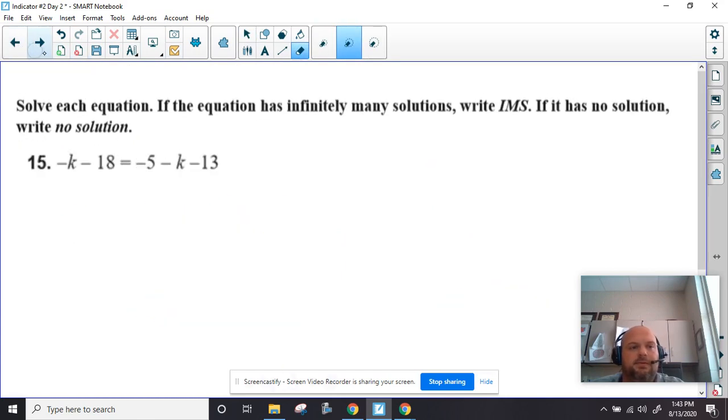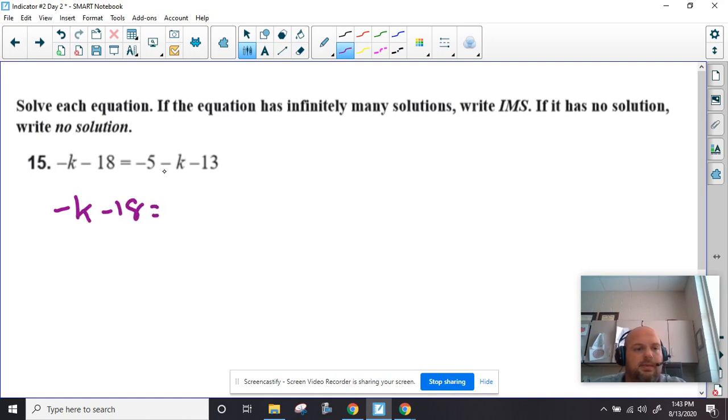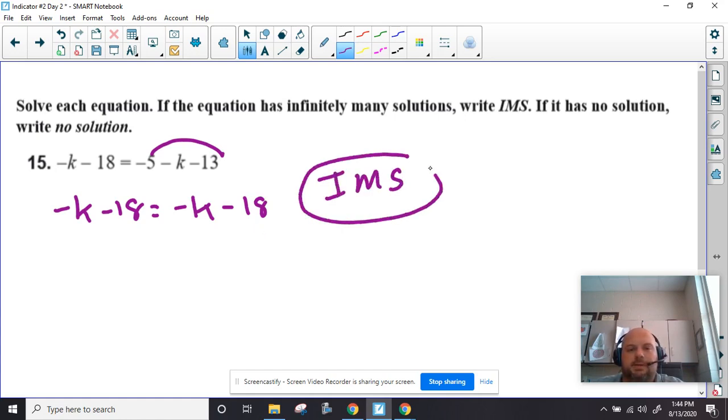So this is good right here. These are our like terms right here. I'm not distributing, I'm saying that these are like terms. So this is negative 5, so this is negative k minus 18. Aha, this is the same. You can stop. Not IMS. So that's how you would actually solve equations with variables on both sides.